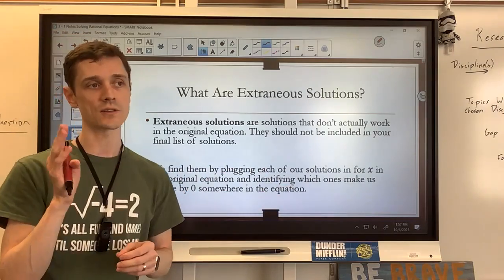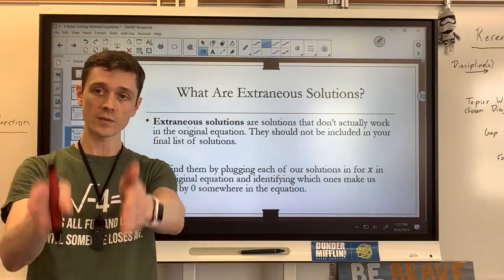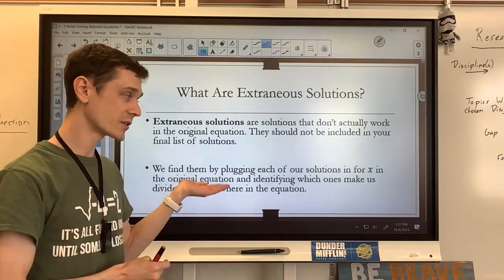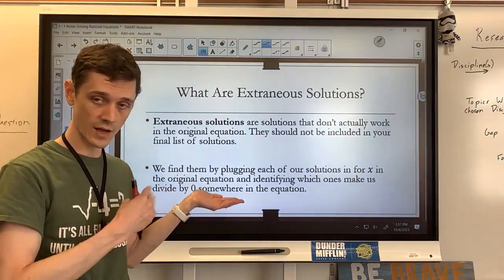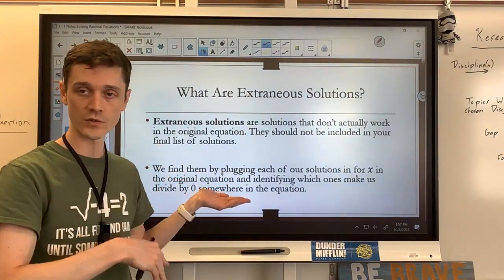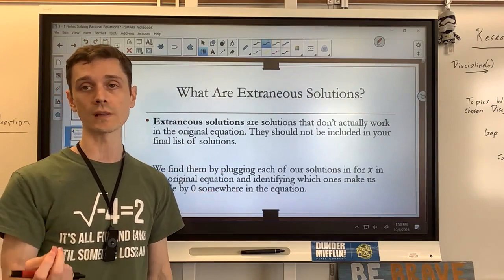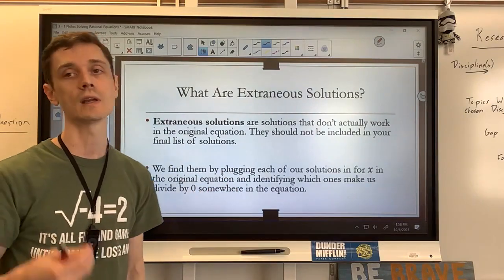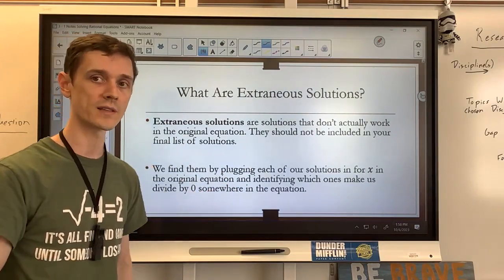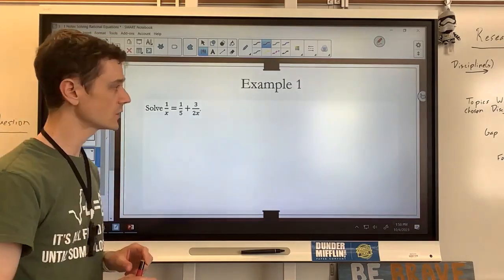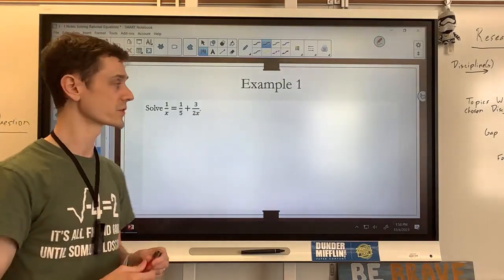So if I find that the answers are x equals 2 and x equals 5, and then I plug them into the original equation, and I find that x equals 2 makes one of the fractions' denominators 0, then I would eliminate that answer from my list of solutions. That would be an extraneous solution, hence why I sometimes casually refer to them as a fake answer. But let's look at some examples, and then maybe this will make more sense for you.